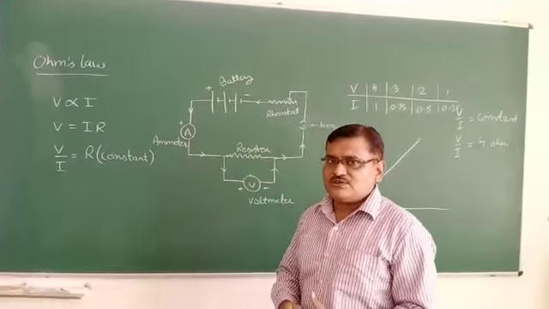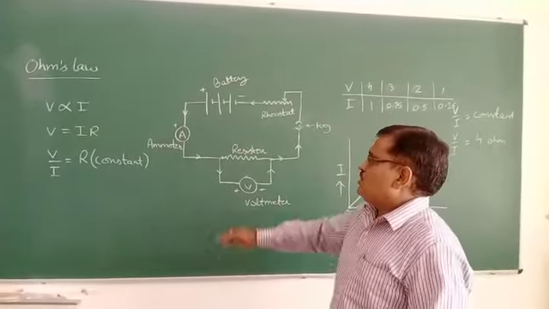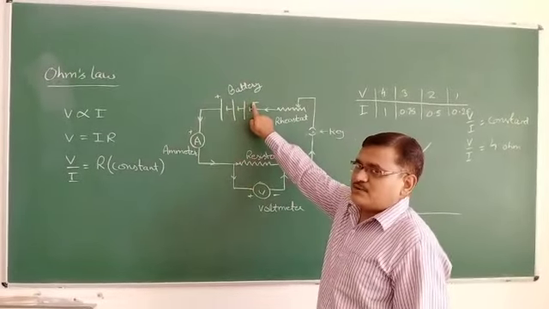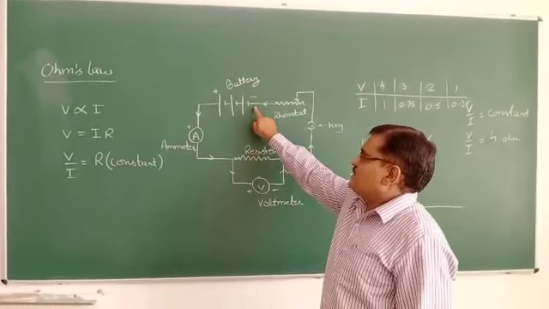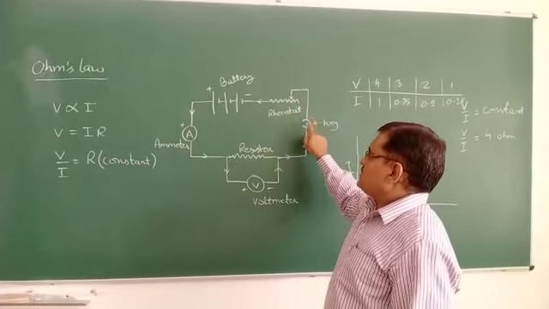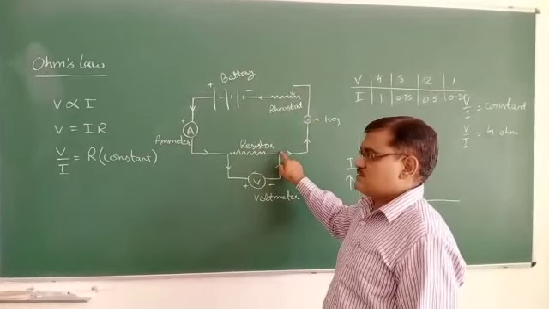Now please observe the circuit diagram. This is the standard circuit diagram of Ohm's law. This is the battery in this diagram, with positive and negative terminals. Negative of this battery is connected with the rheostat, and the other end of the rheostat is connected with the key, and the other end of the key is connected with the resistor.